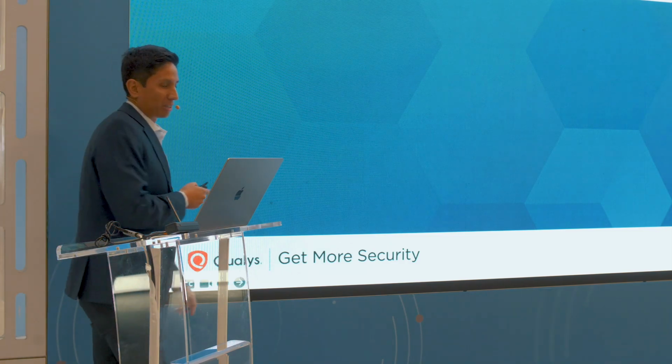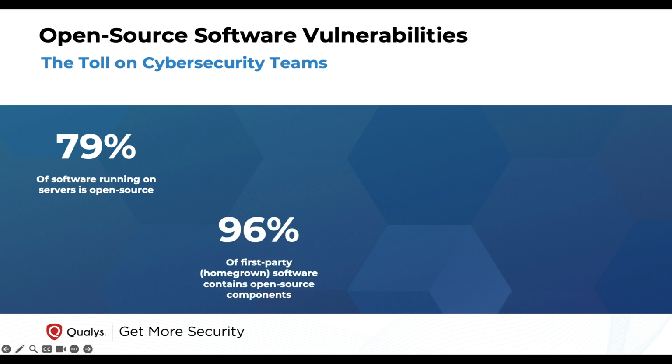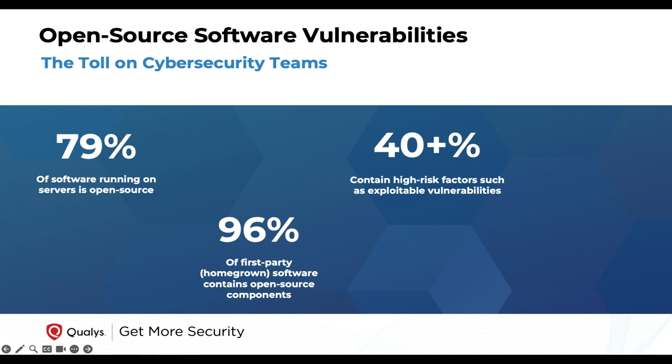So at Qualys, we did research in which we took around 8 million servers and analyzed them, and we found that 79% of the software on these servers is open source. We also saw that 90% of first-party software, that is homegrown applications developed by your own teams, contains open source software. This is not a surprise, but what is surprising is that more than 40% of these open source software components have risk. That is, an exploitable vulnerability. So that is a really huge risk.